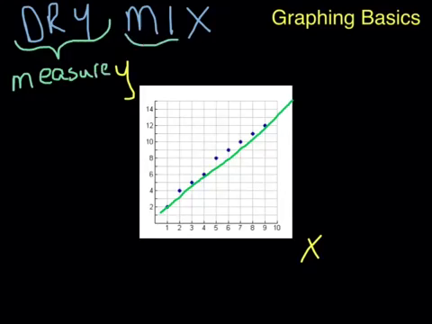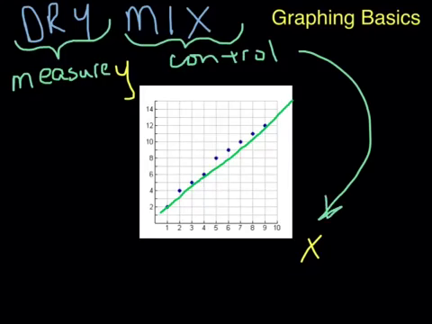Now, the MIX, M stands for manipulated, I stands for independent, goes on the x-axis. So the manipulated or independent variable is what you control, and that goes on the x-axis.